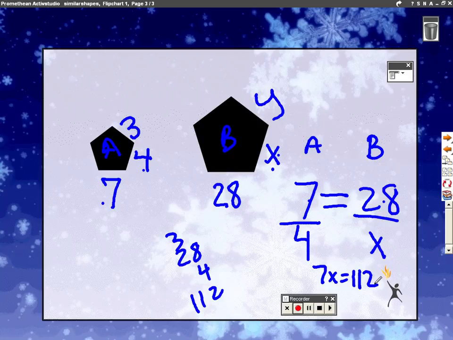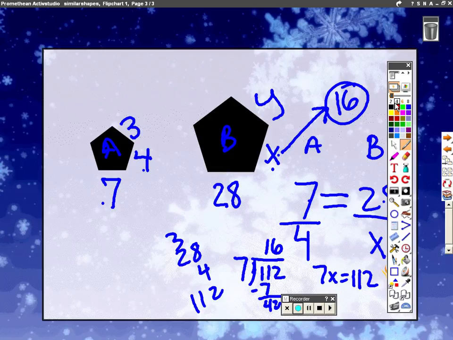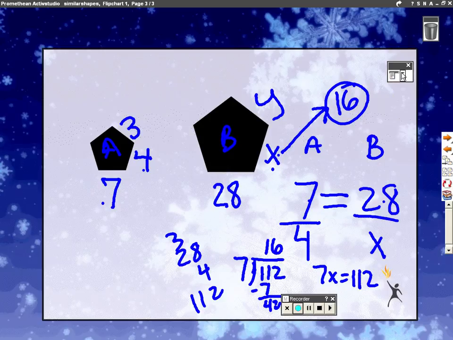All right, so 7 goes into 112. Let's see, 7 goes into 11 one time. 7 goes into 42 6 times. So the answer for x is 16. Okay, let me pick a different color so you can see the work. Okay, there we go. And now I'm going to do y.